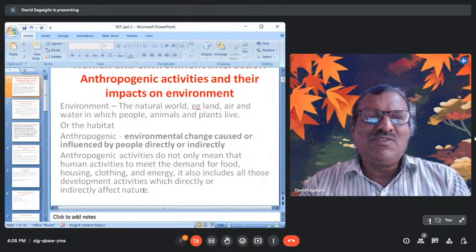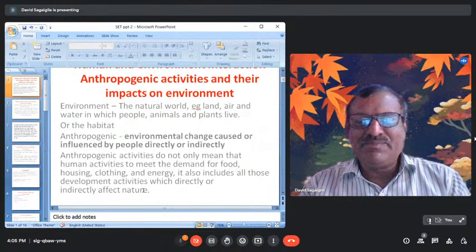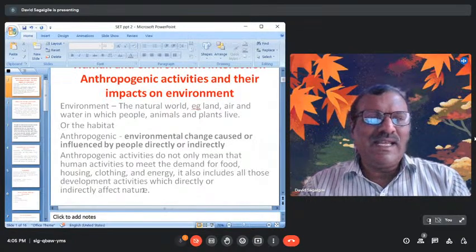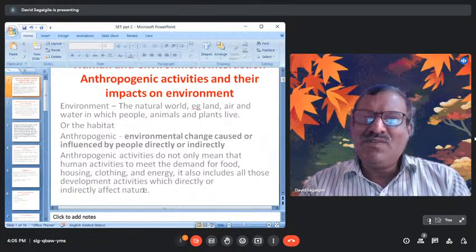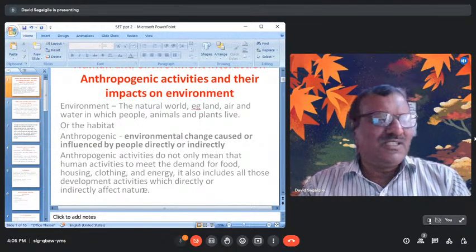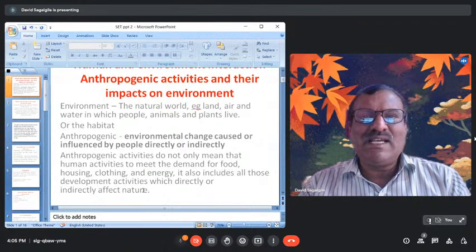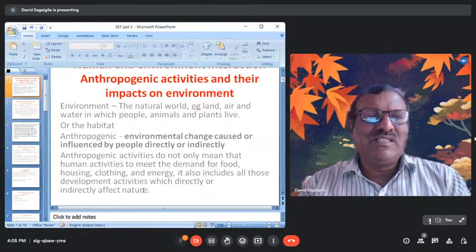So ultimately we see that all the anthropogenic activities that human beings are doing on this planet Earth are directly or indirectly affecting nature. And we see that in very adverse ways, human beings are affecting the climatic conditions, they are affecting the people around them, they are affecting the nature and the environment as well as the atmosphere which is around them.